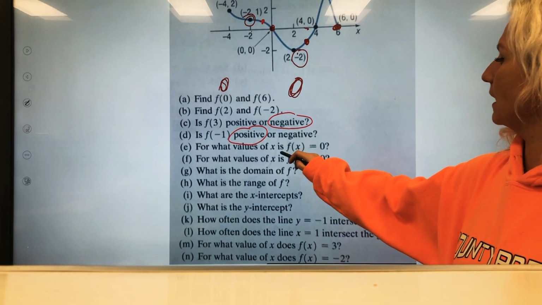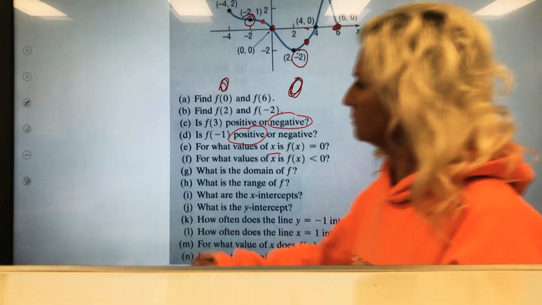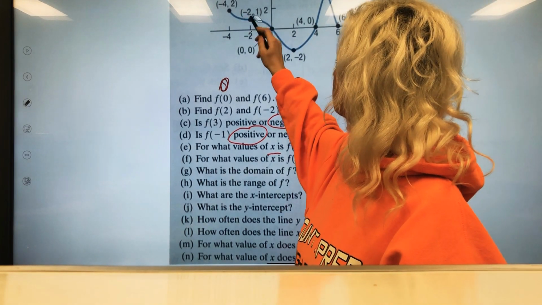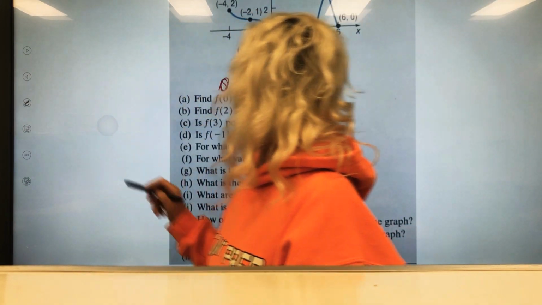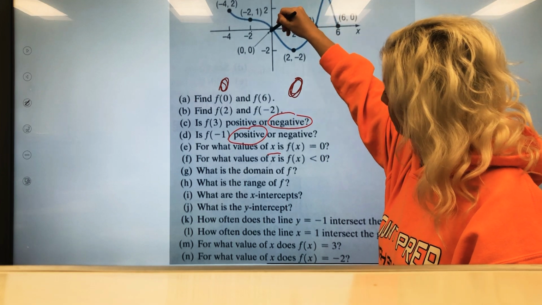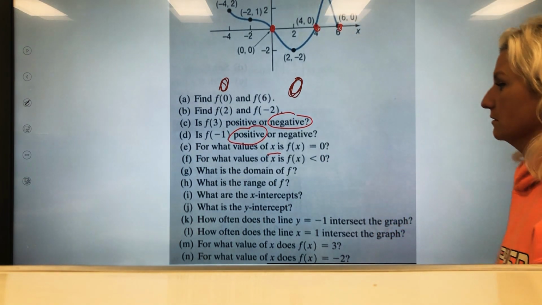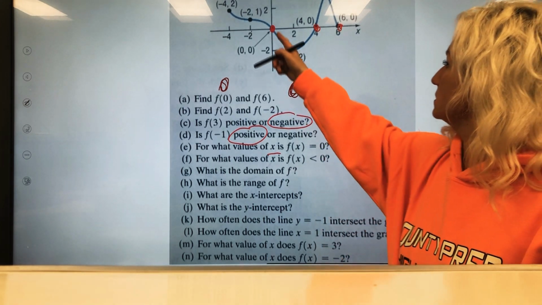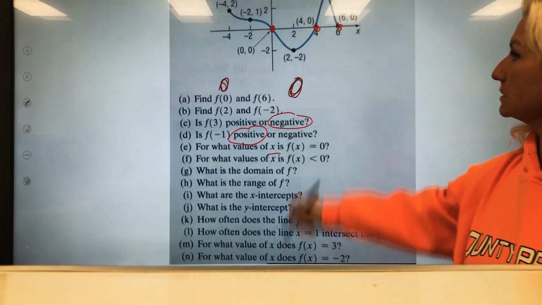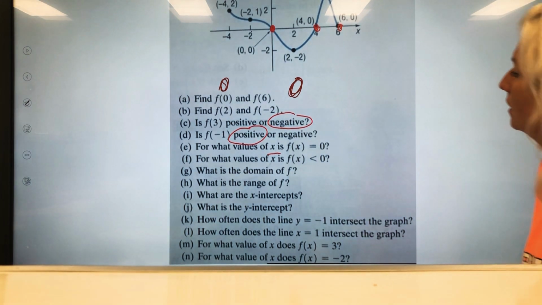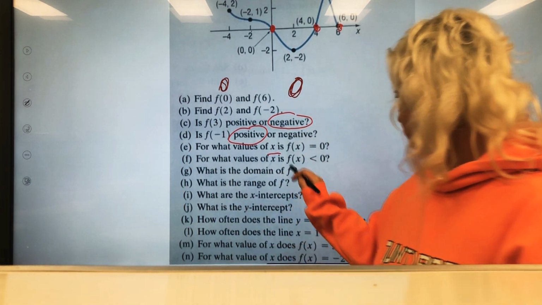For what values of x is the function equal to 0? Let me erase some of this stuff here. Where is my function equal to 0? Well, here it's equal to 0. Here it's equal to 0. Here it's equal to 0. For what values of x? So 0, 4, 6. My function is 0. What else? Where was I?